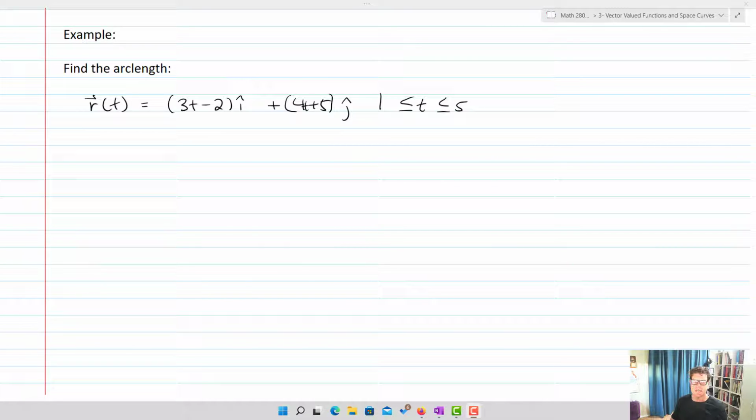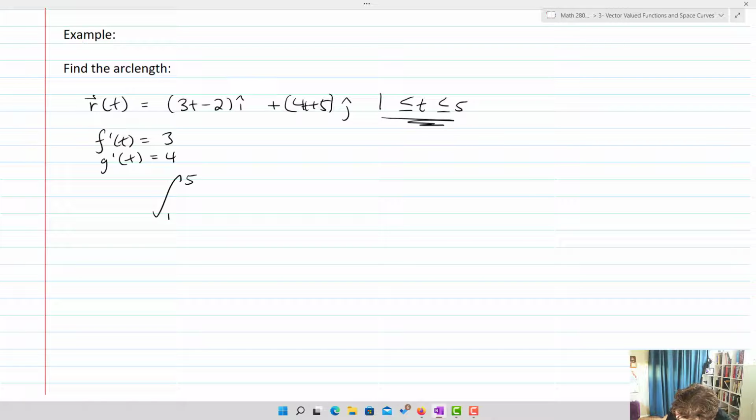Let's find the arc length for this particular curve. So what I have is r of t equal to (3t minus 2)i plus (4t plus 5)j, and we'll have t be greater than or equal to 1 and less than or equal to 5. Standard vector valued function. What I'm going to do here is find f prime of t, so f prime of t equals 3, and I'll find g prime of t, and that's going to equal 4. Okay, so now I'll write my integral. My integral is now going to go from 1 to 5, that's the bounds.